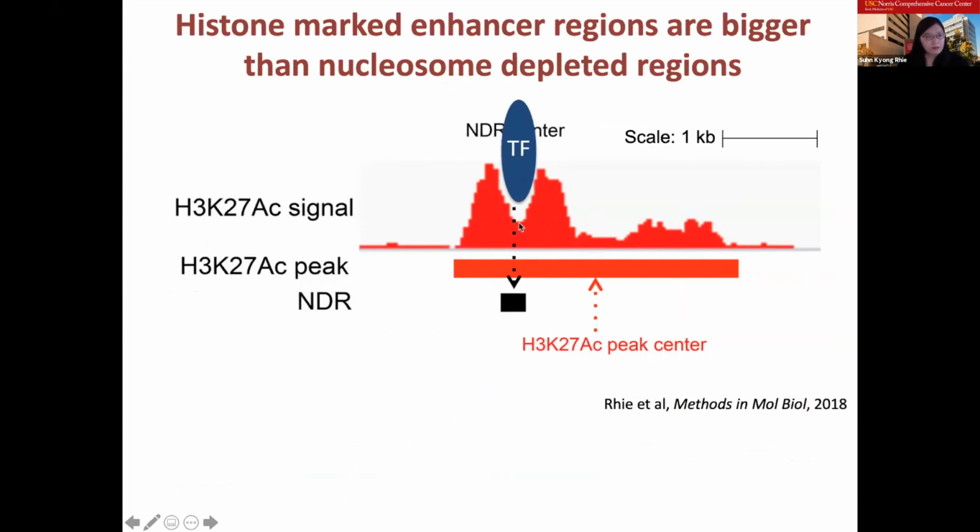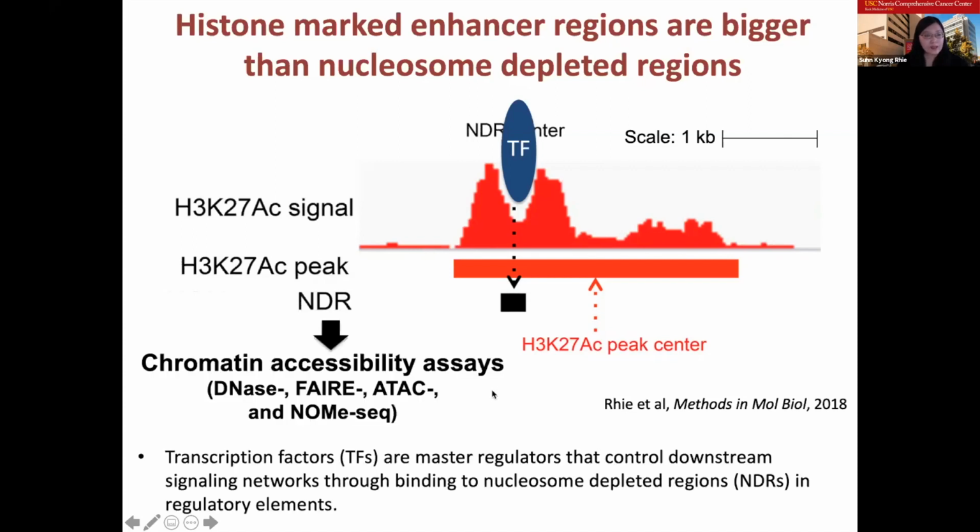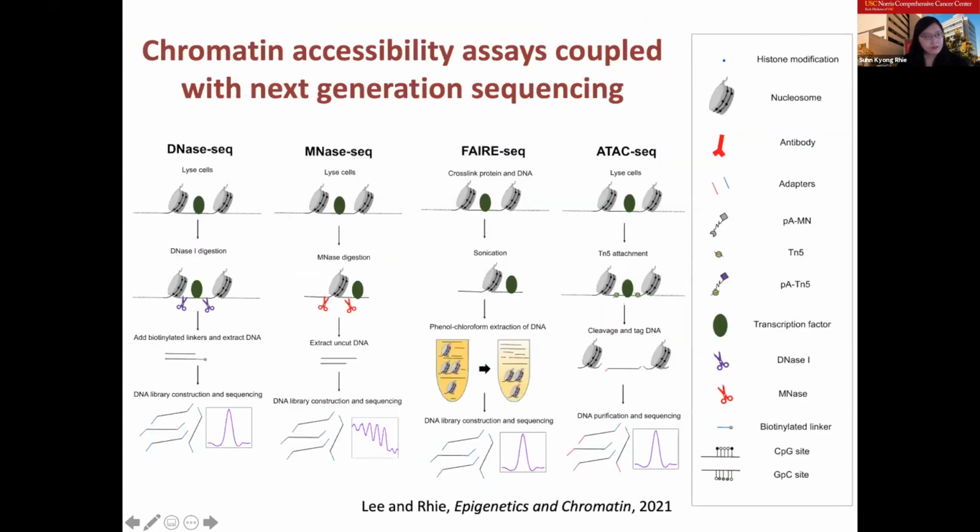And we realized that those regions are nucleosome depleted regions. Those nucleosome depleted regions, which we call NDRs, can be identified by using chromatin accessibility assays such as DNase, FAIRE, ATAC and NOMe-seq. So we wanted to study which transcription factors bind to these cell type and disease specific enhancers. To do that, we performed chromatin accessibility assays such as DNase, which is DNase digestion, and then find the regions which are open.